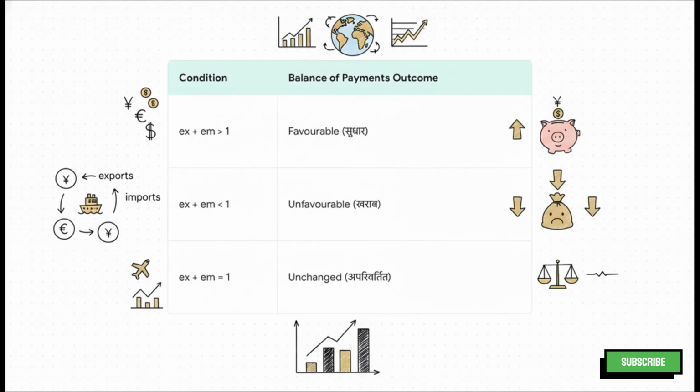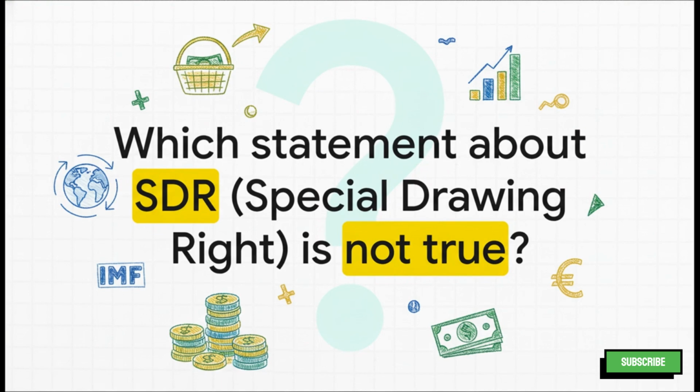Now, why is that? The reason lies in something called the Marshall-Lerner condition. It's a rule of thumb that tells us when a devaluation will actually work. It says that if the sum of the elasticities of demand for exports and imports is greater than 1, things will improve. If it's less than 1, things get worse. And if it's exactly equal to 1, well, nothing changes. The situation remains unchanged.